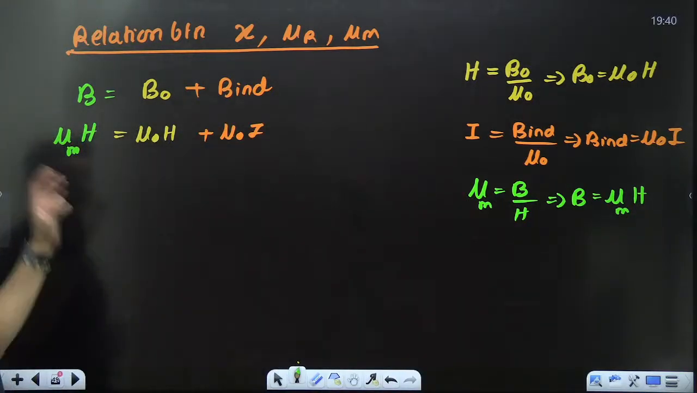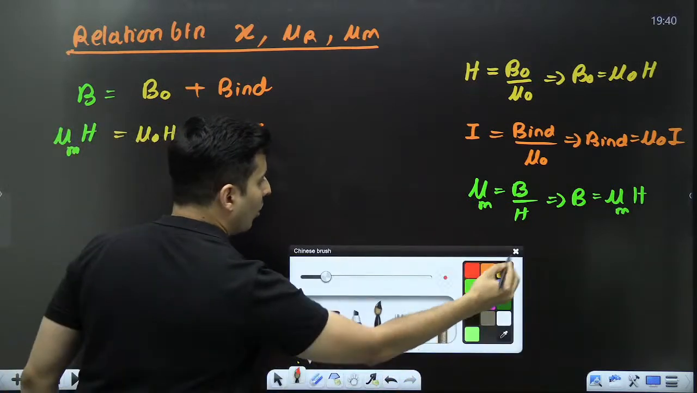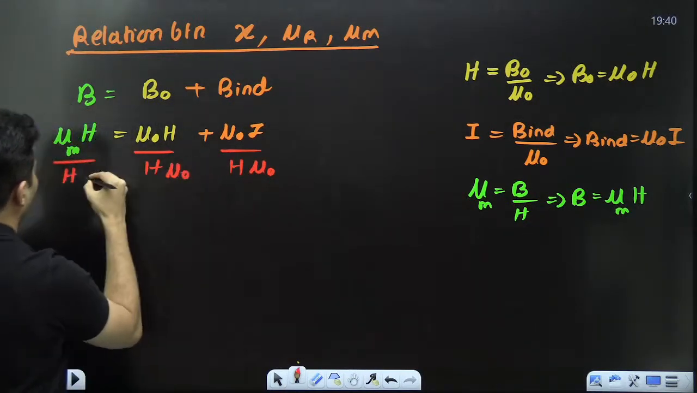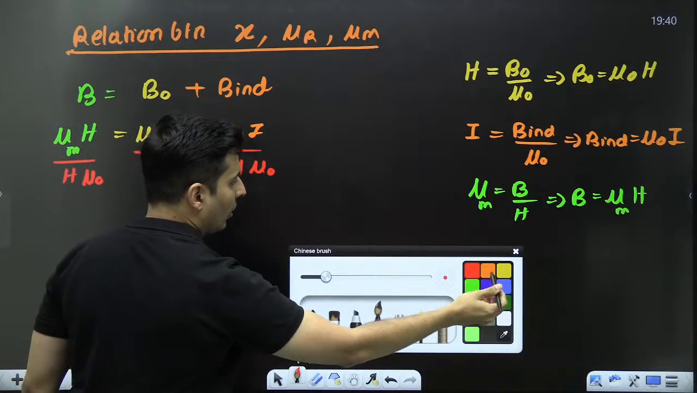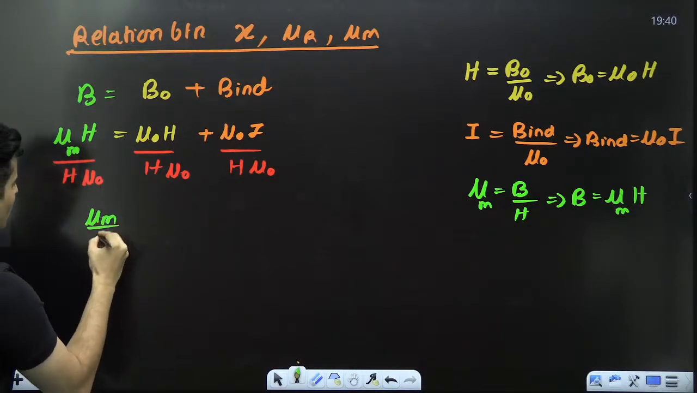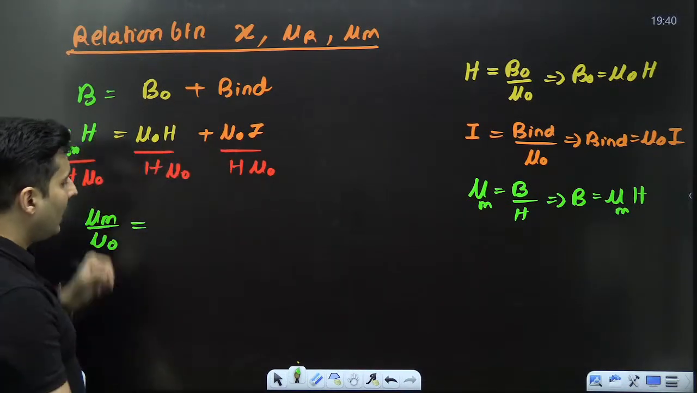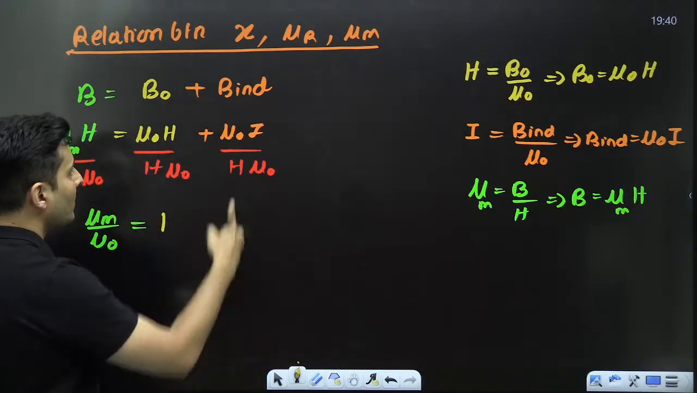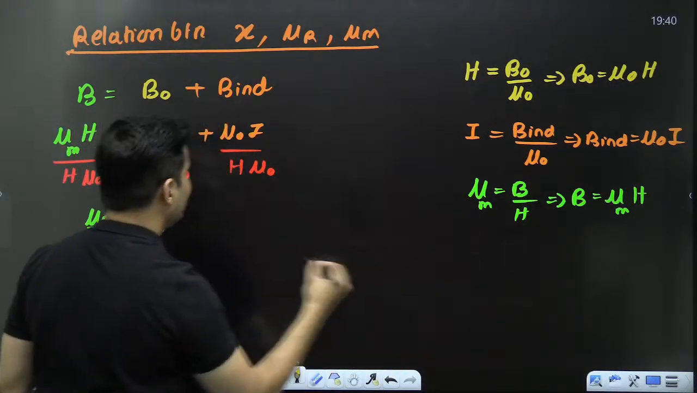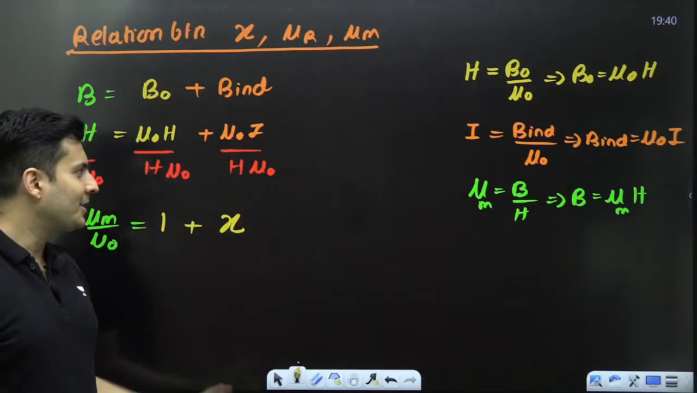Mu of that particular medium. Now what do we do? Divide it with H and also mu naught on both sides. Because of that, what will happen? Observe carefully. H by H will get cancelled, mu m by mu naught will remain. Here you can see that mu naught has just vanished. H by H is just 1 over here, and over here I'm left with I by H. What is I by H? That is nothing but susceptibility. I by H is nothing but susceptibility. Remember that? I just told you some time back.